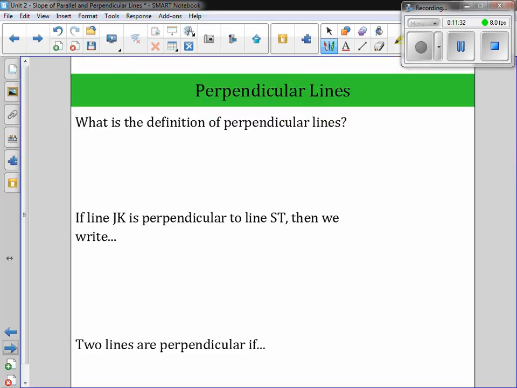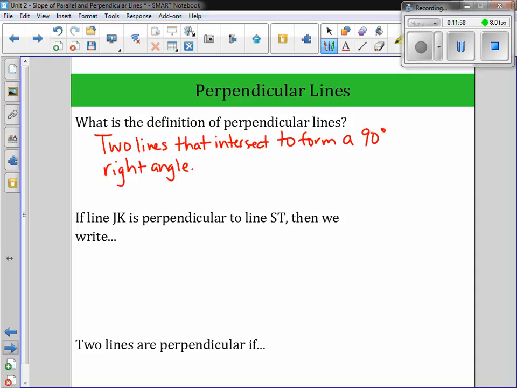Now we're going to talk about perpendicular lines. By definition, perpendicular lines are two lines that intersect to form a 90-degree right angle. If line JK is perpendicular to line ST, we use the perpendicular symbol. We write it like this.